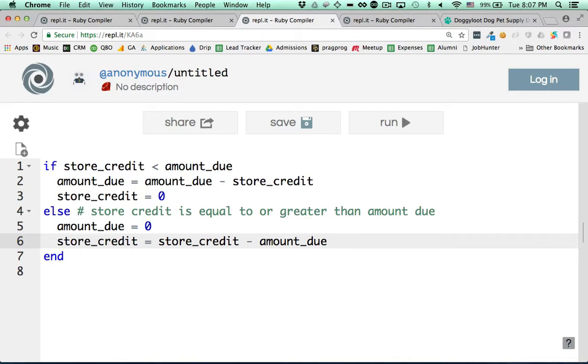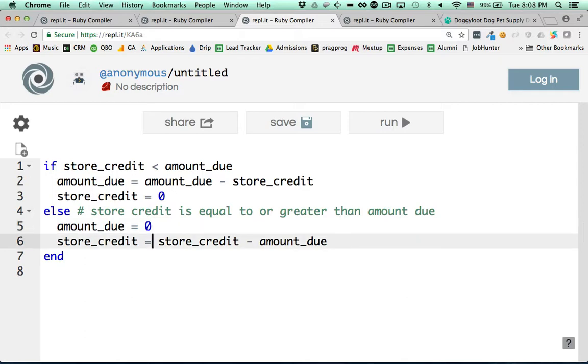So let's say, again, this else only gets triggered if the store credit is equal to or greater than the amount due, right? So imagine that someone has $1,000 of Doggy Loot dollars, and they're going to pay for the whole purchase. What happens? So on line 5, the amount due is $0. That's cool. That makes sense, right? They're going to pay. They don't have to pay anything on their credit card. They're going to pay for this whole thing with Doggy Loot dollars, right?